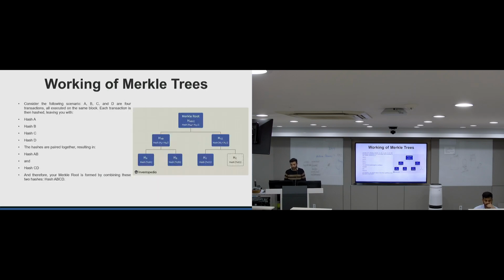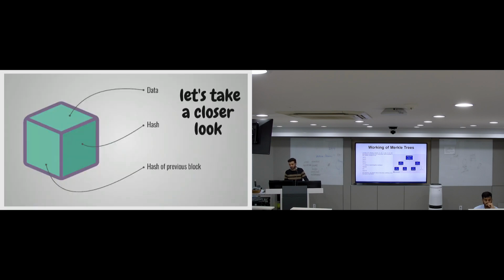Working of Merkle trees. Let's suppose we have 4 transactions, all executed on the same block of the blockchain. Each transaction is then hashed. Hashed basically means that you assign a serial number or ID to a transaction. So we have 4 hashes, A, B, C, and D, and then we put them together like A, B and C, D. The final hash that we get by combining A, B, C, D is the Merkle root of our tree. This constitutes the blockchain then.